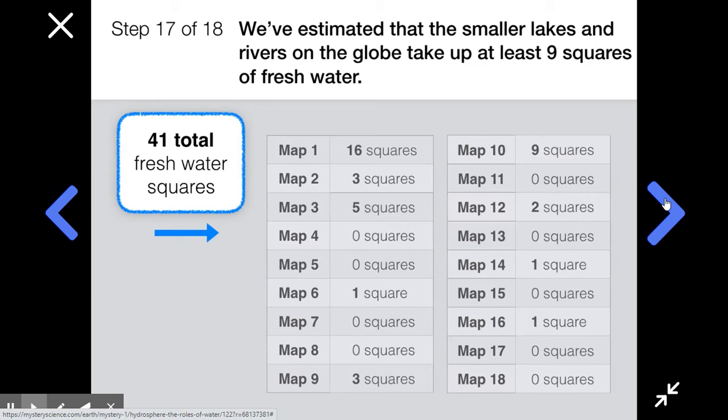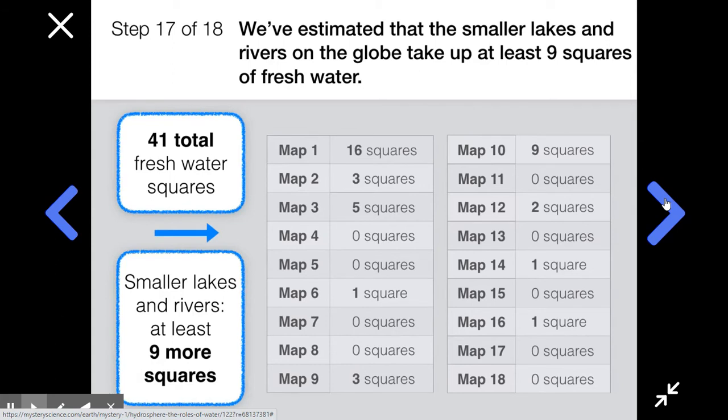We've estimated that the smaller lakes and rivers on the globe take up at least 9 squares of fresh water. Now there's about 50 squares altogether. Have someone put one sticker up for the freshwater graph. Now your graph is done.